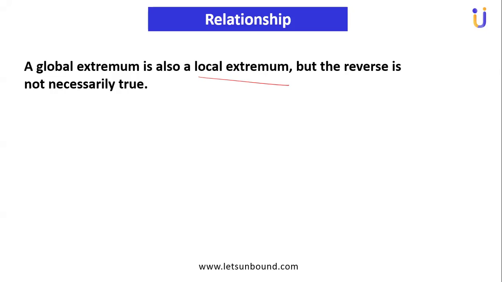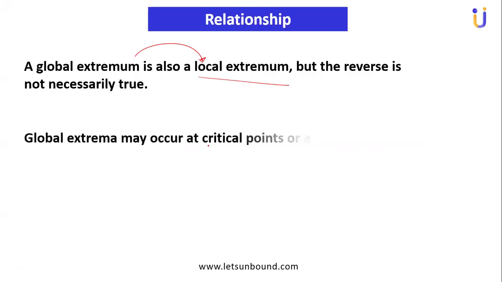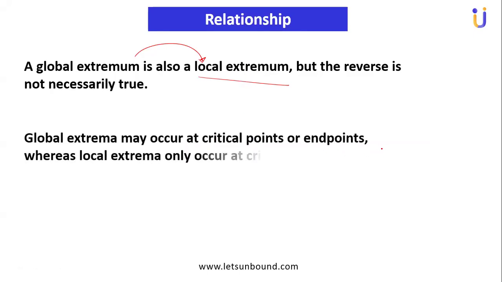We can't take a chance that it can be a global extremum. So global can be a local, but local cannot be a global. That's simple. Now, global extrema may occur at critical points or endpoints. We already see this. Whereas local extrema will only occur at critical points, right? We won't go for the entire domain over here. We are just working on a neighborhood.